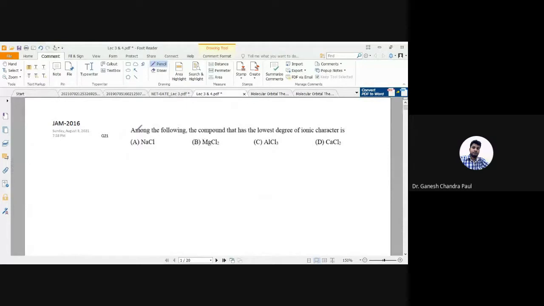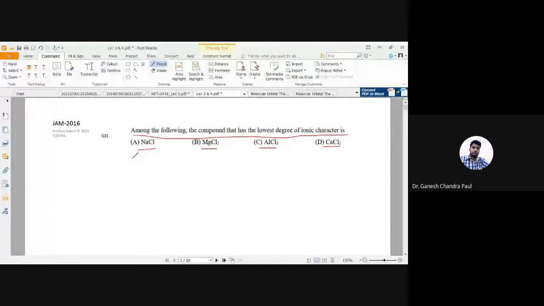So if you look at this question, among the following compounds, which has the lowest degree of ionic character? Option A is sodium chloride, B is magnesium chloride, C is aluminum chloride, and D is calcium chloride. All these compounds look like ionic compounds, right?